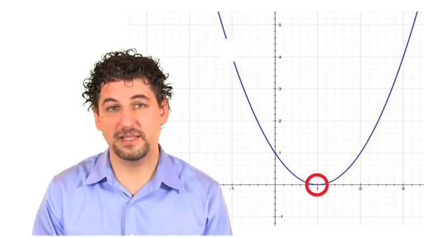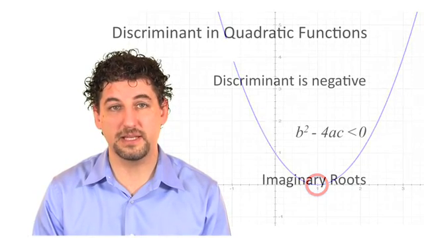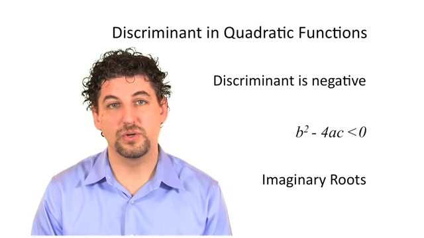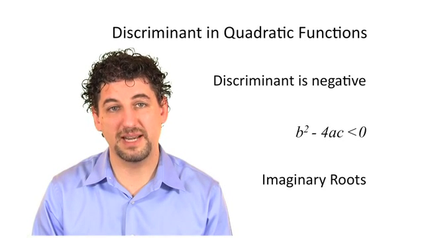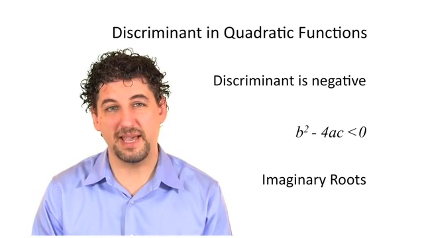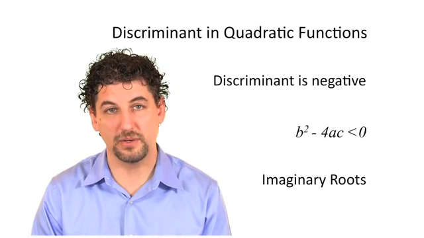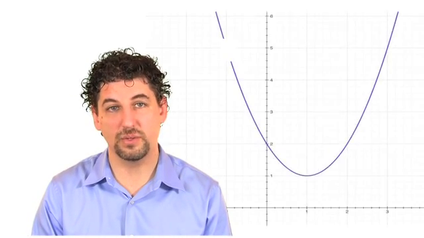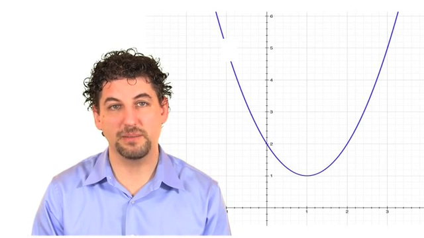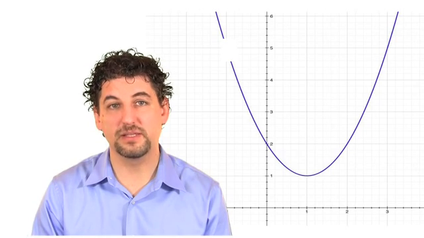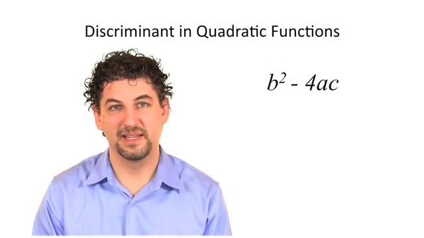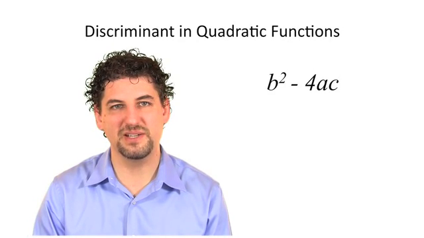Now, if the discriminant ends up being less than 0, that means that the discriminant is negative. So if you're going to take the square root of a negative number, that ends up being imaginary. So if the value of the discriminant is less than 0, then you've got imaginary roots. And graphically speaking, the parabola is either going to float above the x-axis, or it's going to be located entirely below the x-axis. All right, so those are my pointers for this video.